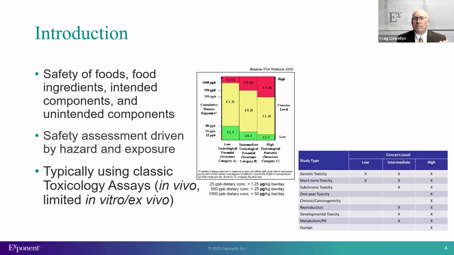And here I've just thrown up the Red Book figures here, just to demonstrate low, intermediate, and high toxicological concern from a structure and from an exposure perspective. And then typically in classic toxicology, and it's hard to say classic toxicology, but it's essentially what it is.